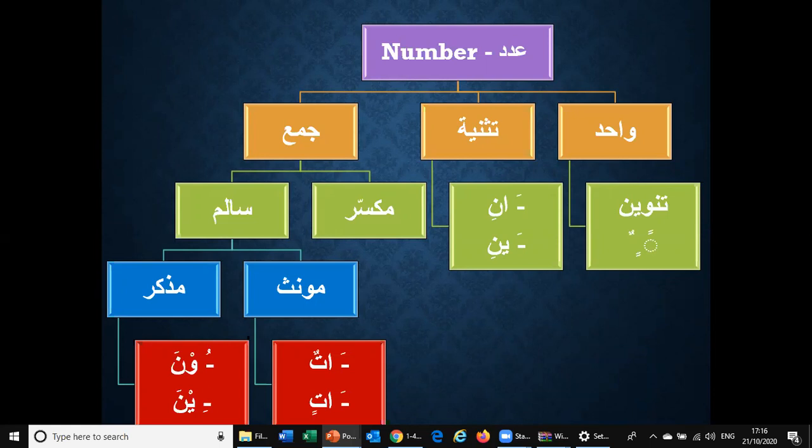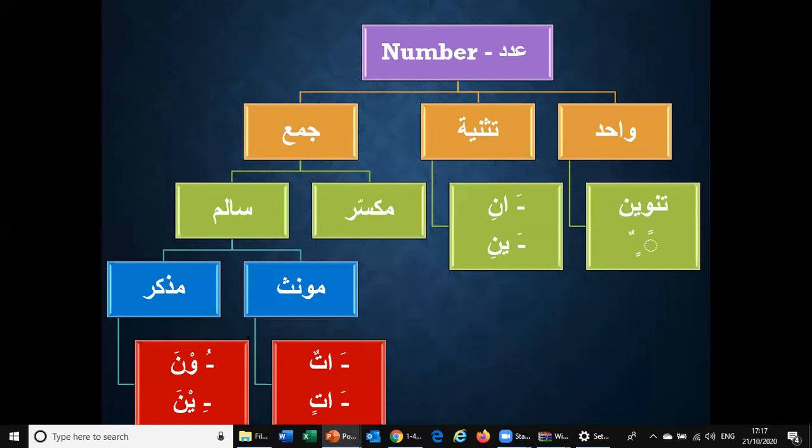Then you have tathniya, which is two. Anything which is two is tathniya. And how do we identify them? By checking ani and aini at the end. So for example, baytun is the house. Baytani means two houses. Rajulun is a man. Rajulani, two men. Talibun, student. Talibani, two students. Muslimun, a Muslim, and two of them would be Muslimani. And likewise for feminine, Talibatun, Talibatani. Bintun, daughter, a girl. Bintani, two of those. So tathniya is dual.